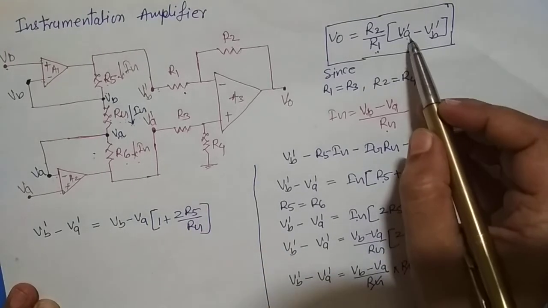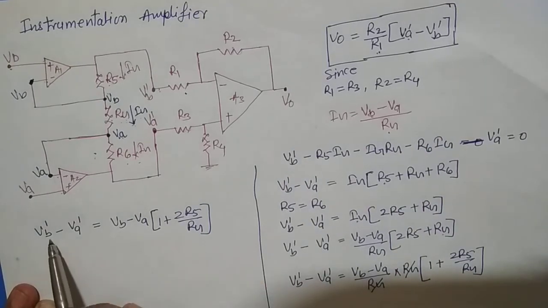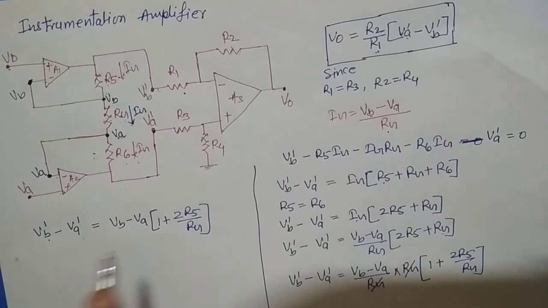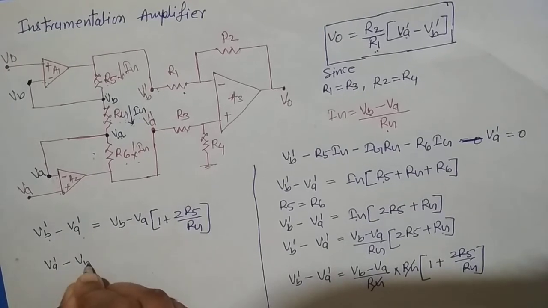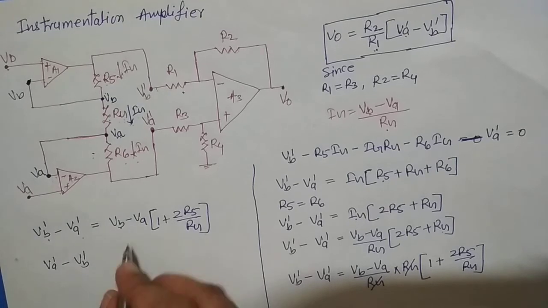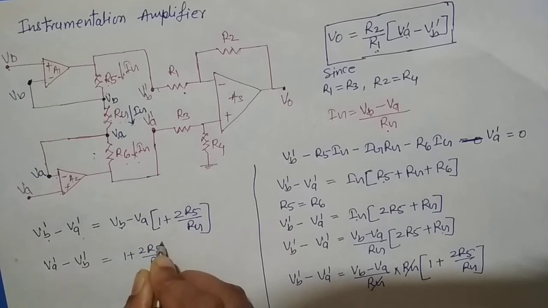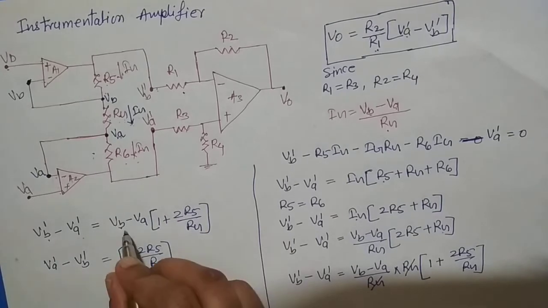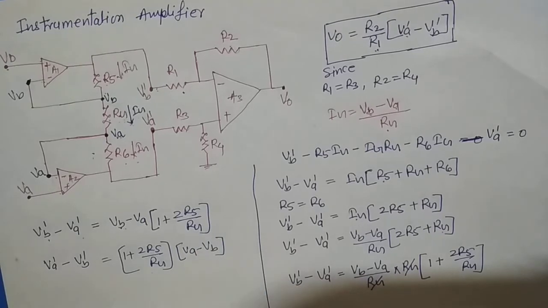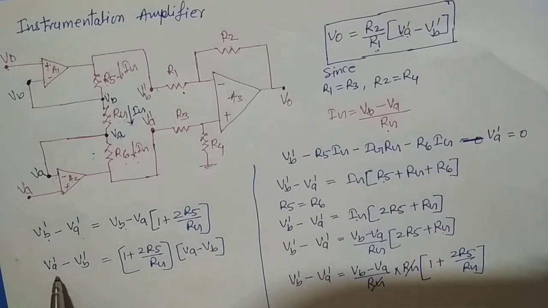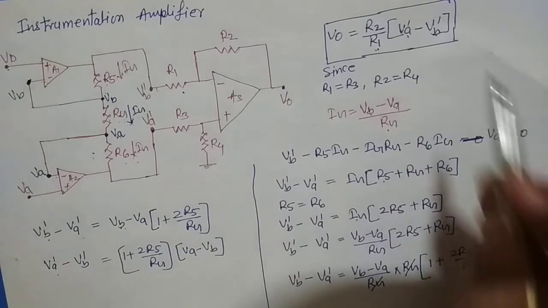But we require the value of Va dash minus Vb dash, and here this term is Vb dash minus Va dash, so we can write Va dash minus Vb dash, and here also 1 plus 2R5 divided by Rg, and this term will be Va minus Vb. Okay, so here I am getting the value of Va dash minus Vb dash.